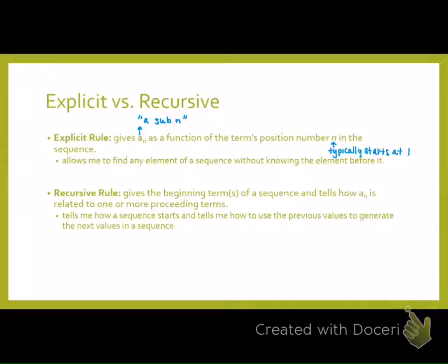In the sequence, it allows you to find any element of the sequence without knowing the element before it. Explicit formulas are very, very close to y equals mx plus b. So it's more similar to y equals mx plus b than the recursive. So y equals mx plus b is slope-intercept form, right?